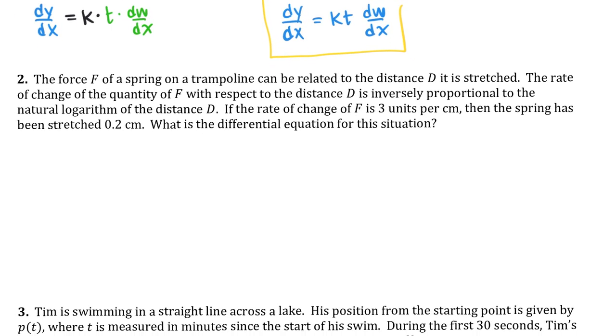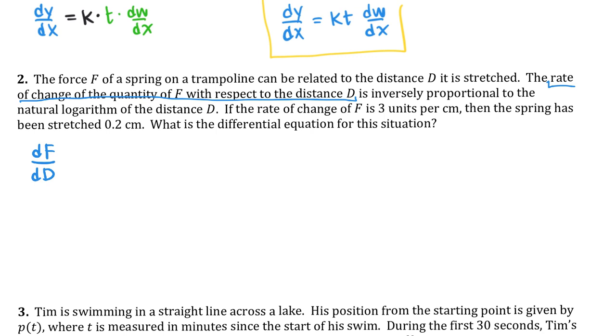Okay, let's just read it. The force F of a spring on a trampoline can be related to the distance d it is stretched. So it's going to be some equation with F equals something with a d in it. That didn't tell me anything to write though. Okay, let's get to something interesting. The rate of change, I hear derivative. The rate of change of the quantity of F with respect to d, the derivative of capital F with respect to d. So dF/dd. I'm using a capital D so it matches the equation.